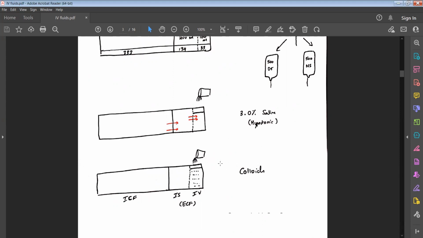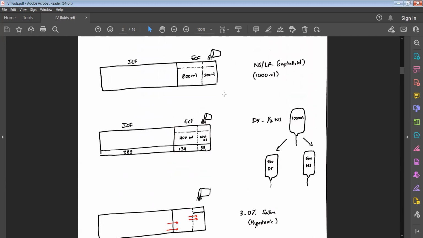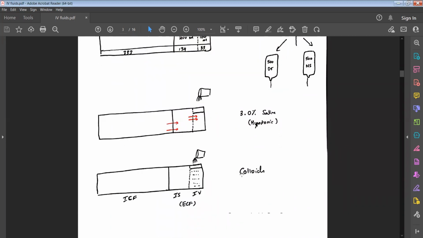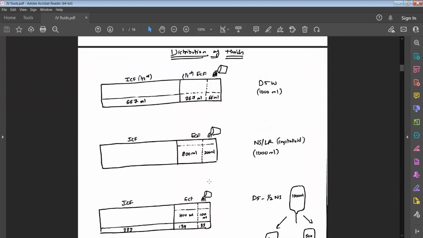So if you're giving somebody 300 ml of blood, a unit of blood, it's going to only remain over here in the intravascular compartment. So you can think how much of it is remaining over here. If you give a liter of NS, only 200 ml of it is going to stay in the intravascular. And if you give a liter of blood, the whole liter is going to stay over here. So once you understand this, it will be easier for you to judge which fluid to pick, where is it going to go, in which compartment.